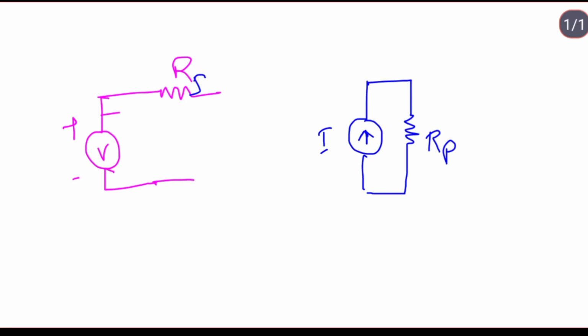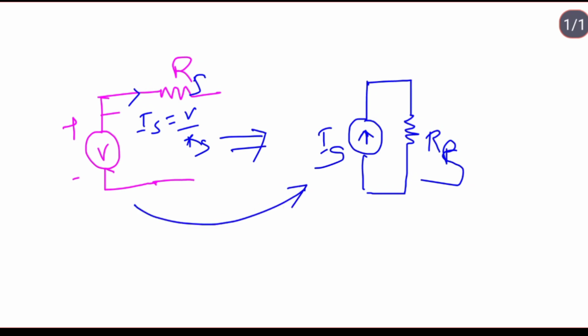To convert a voltage source to a current source, what do we have to do? The current flowing due to this voltage source is given by I equal to V by R, which is equal to V by Rs. That is Is, and if you replace it with Rs in parallel, it is a source conversion, voltage source to current source.